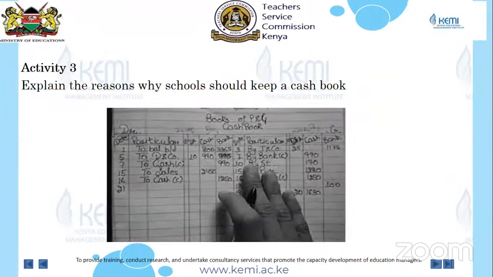So there is also this activity. We are told to explain the three reasons why schools should keep a cash book. And this one here, I want you to respond to on the chat. Then Madam Nancy will sample about three or four responses on our chat. Explain the three reasons why schools should keep a cash book. Why is it that schools should keep a cash book? Respond on the chat.